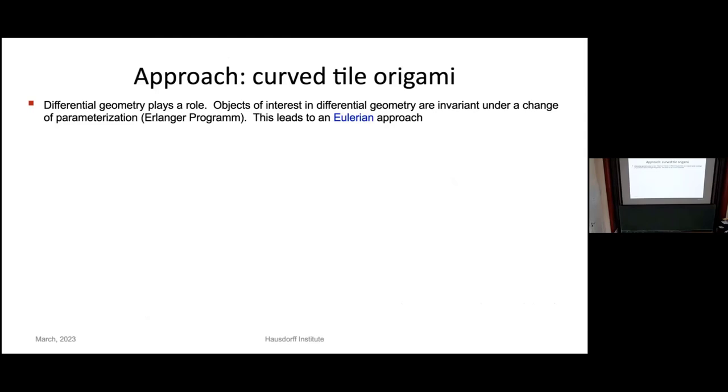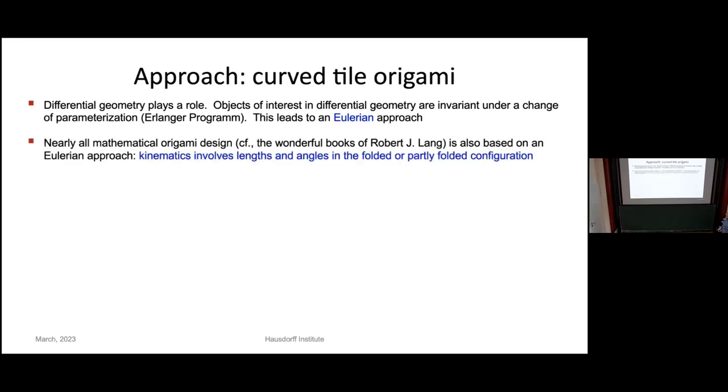Okay, so obviously when you do curved tile origami, differential geometry is going to play a role, because we're going to think of the tiles as thin sheets. And so naturally you think of these as undergoing only isometric mappings. And so then you're into differential geometry. Usually people in differential geometry think of the objects you want to study as independent of the parameterization. That's the whole philosophy of differential geometry, intrinsic objects like curvature. And if you think of it in terms of folding in origami, that leads to an Eulerian approach. In other words, you're looking at the deformed configuration, or the deformed configuration of the embedding, if you think in those terms.